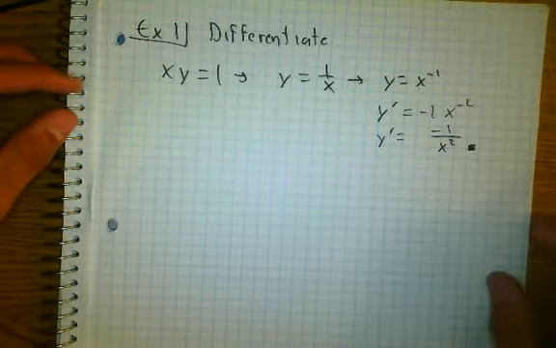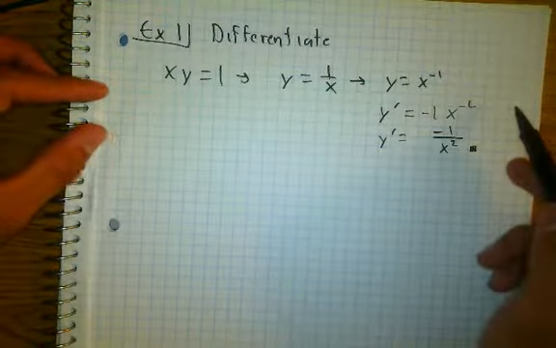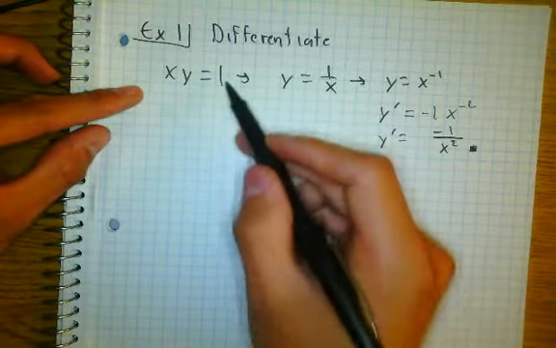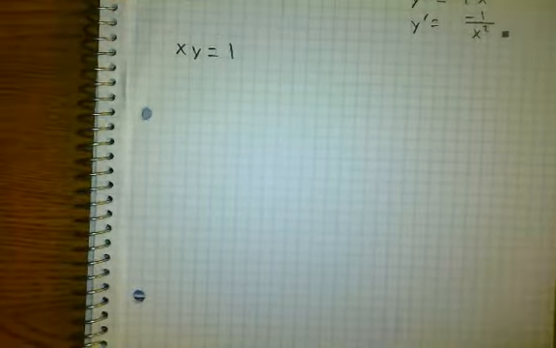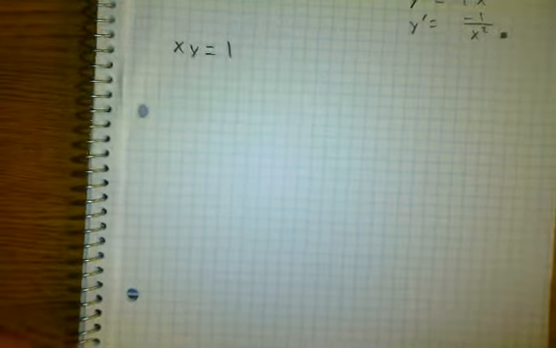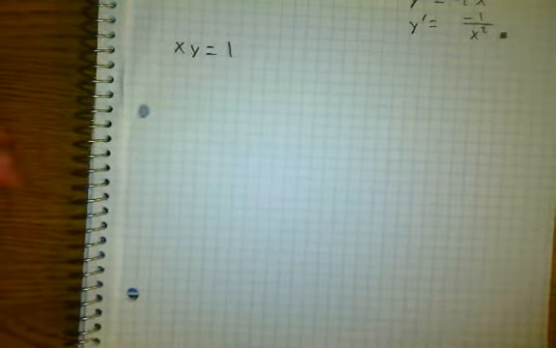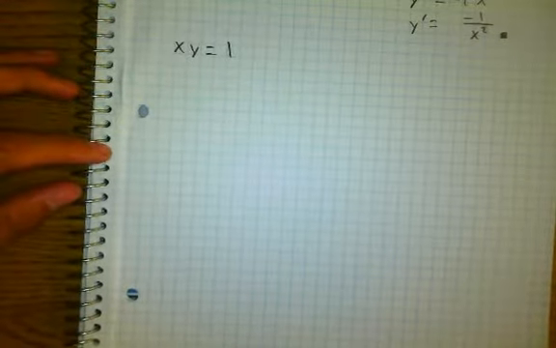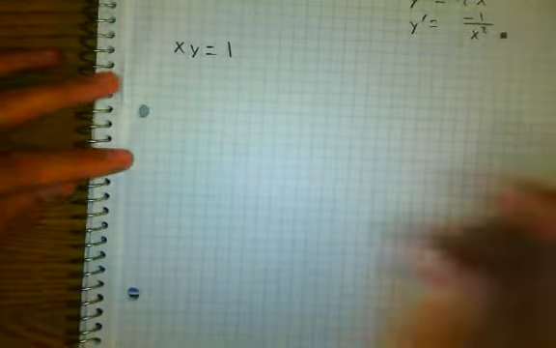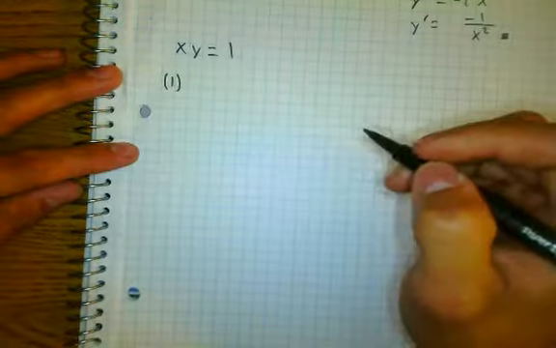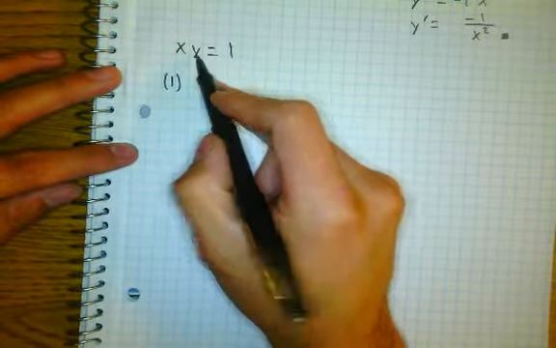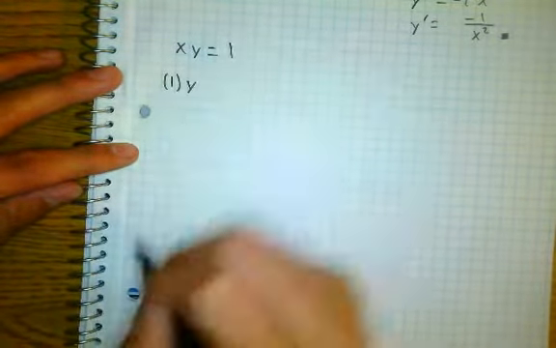In order to use implicit, we're not going to isolate a variable. We're going to leave it just like it is. So we have x times y equals 1. Can you all see that this is a product? You have x times y. So we are going to do the product rule. The product rule says take the derivative of the first, and the derivative of x would be 1. Agreed? And then you multiply by the second term, which in this case is just y.